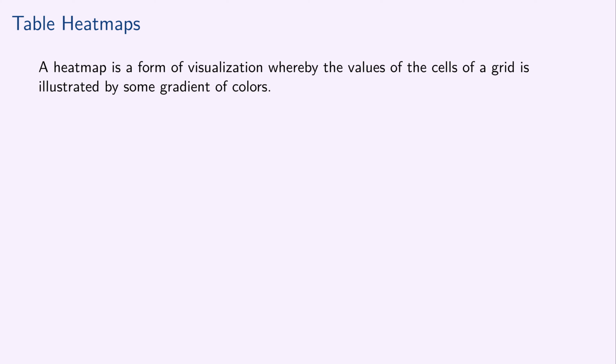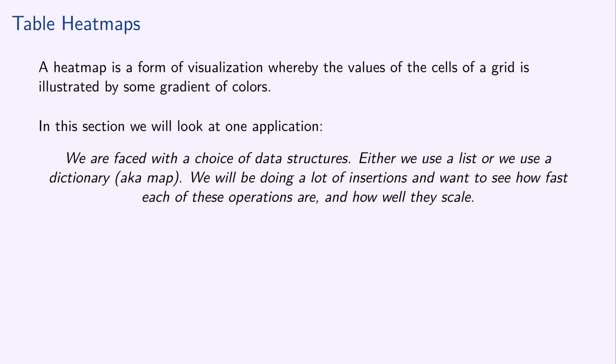I have a number of examples here. The first one is a way that I've been producing heat maps. A heat map is a form of visualization whereby we have a grid and the cells of that grid are colored in a certain way so that we get a gradient, so that we can map an XY coordinate to a color. And we're going to look at a specific application that is very simple, but perhaps not that good of a fit for this technique.